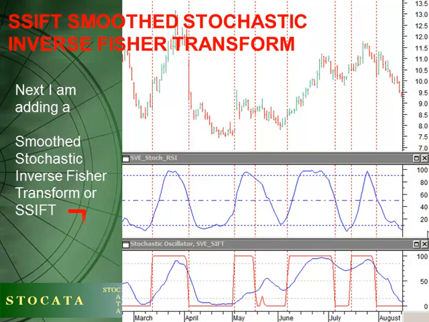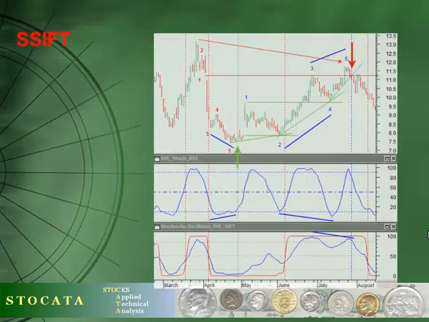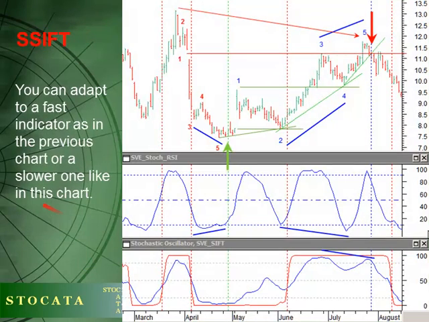In the same sub-window of the stochastic oscillator I am adding a smooth stochastic inverse Fisher transform. This indicator is an almost digital stochastic signal for easy recognition of turning points. Here I made it fast reacting for the short term. You can use a fast indicator like in the previous chart or use a slower one like shown in this chart.